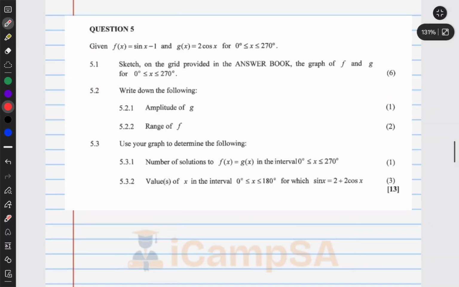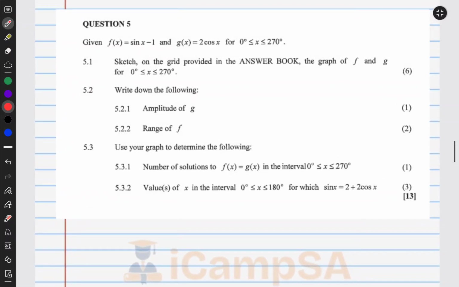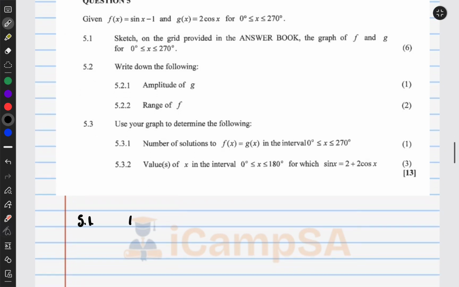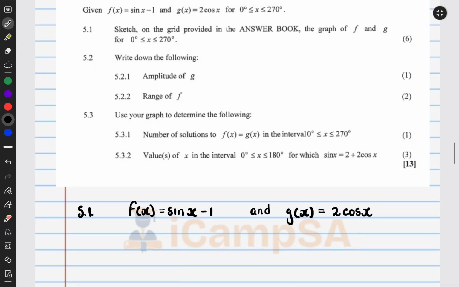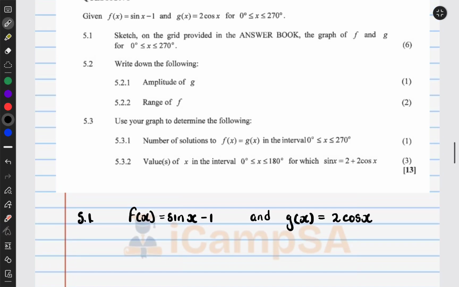For question 5, you are given f of x is equal to sin x minus 1 and g of x is equal to 2 cos x. For question 5.1, for the interval of 0 to 270 degrees, so the domain has been limited between 0 and 270 degrees.